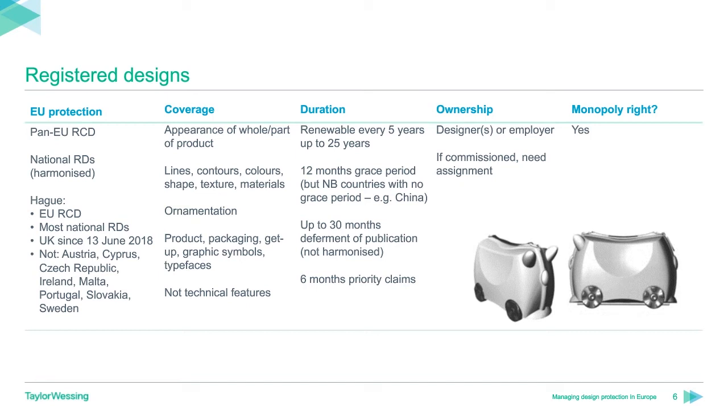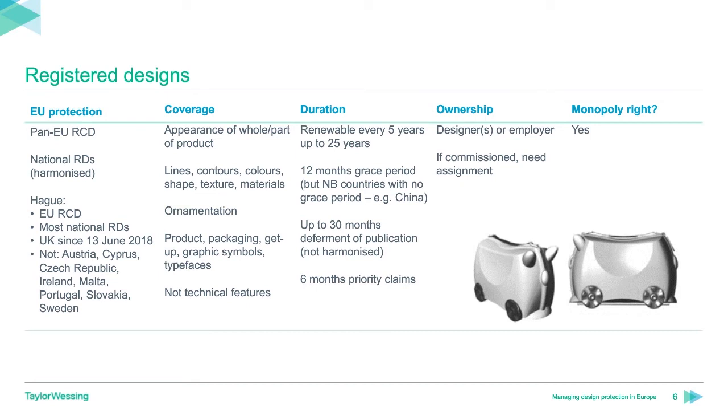In terms of ownership, the rule is that the designer or its employer owns the design. So if you're commissioning a design, it's very important to secure an assignment to make sure that you end up with all the relevant rights. And registered designs are a true monopoly right, so you can claim infringement even if the defendant hasn't actually copied you.